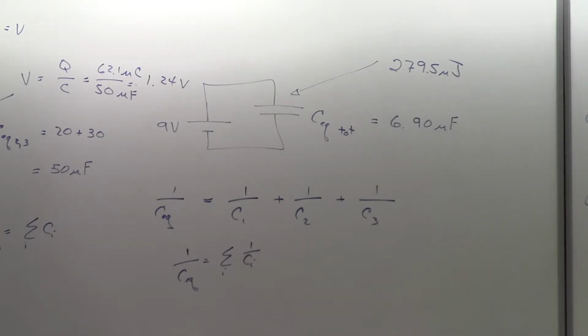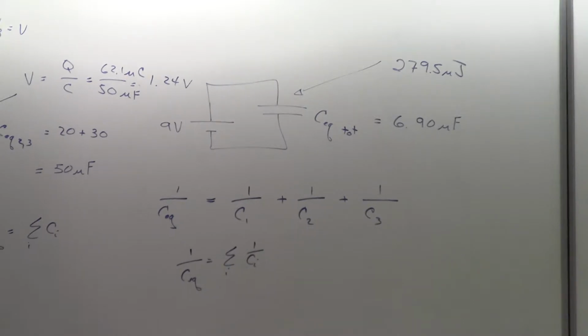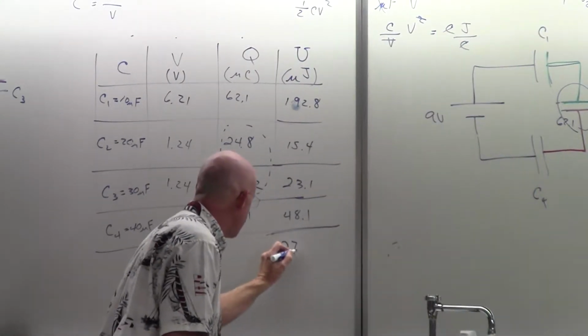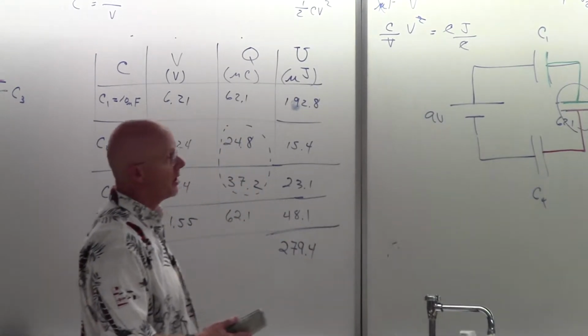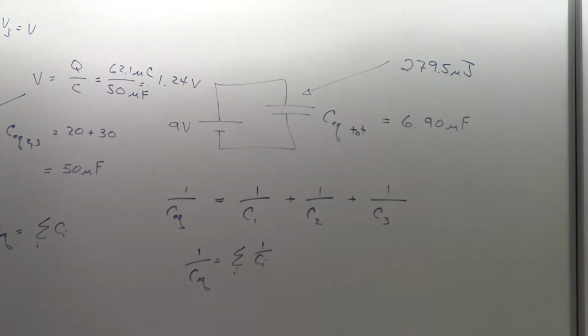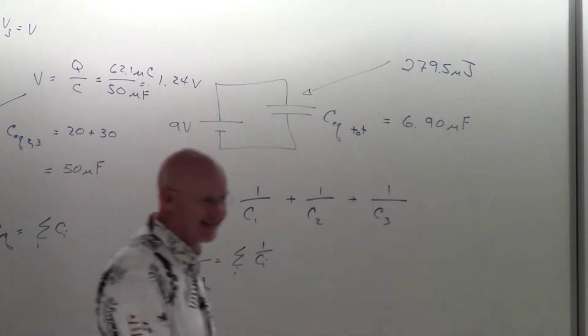So 192.8, 15.4, 23.1, 48.1, coming out to be 279.4. So again, other than that little bit of rounding along the way, I'm not surprised.